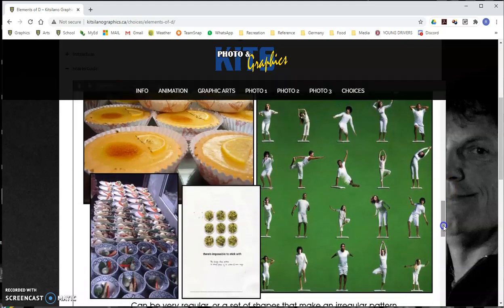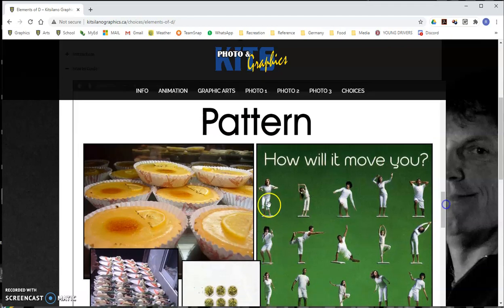And pattern means that you have an arrangement of things. So for example, all of these bowls, they make a pattern. It's a very regular pattern, but it also could be a little bit more irregular pattern, like the cupcakes here. Or the egg tarts, they make a more irregular pattern. So those are the 4, and I'm going to show you some more examples in a second.